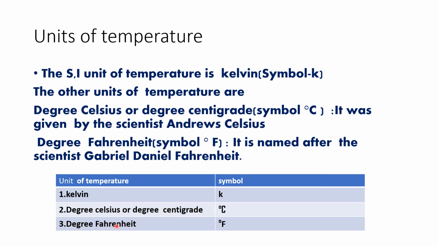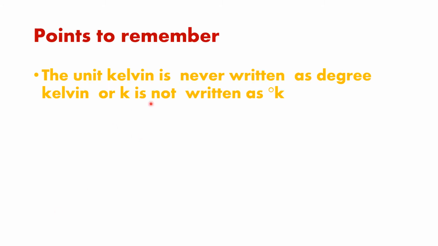So you see here degree Fahrenheit is written as degree F, degree Celsius is written as degree C, and Kelvin is written as K. The unit Kelvin is never written as degree Kelvin, it is just written as K.